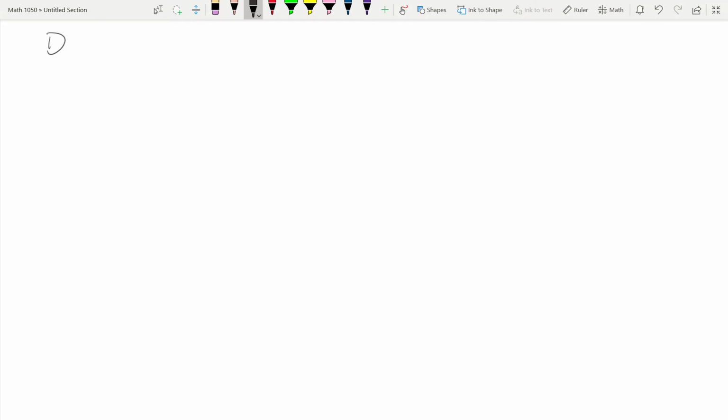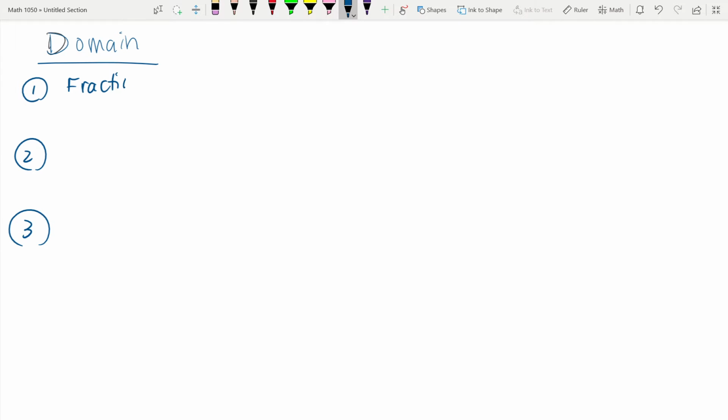So the first concept is finding domain. A lot of people struggle with this, but it's really so simple, guys. All you have to do is memorize these three things. One thing is if you have a fraction, the bottom of the fraction cannot be 0. Here's an example. If you have y equals 3x over x plus 1, x plus 1 can't be 0, so x can't be -1. Done. If they don't tell you how to write it, write it however you want.